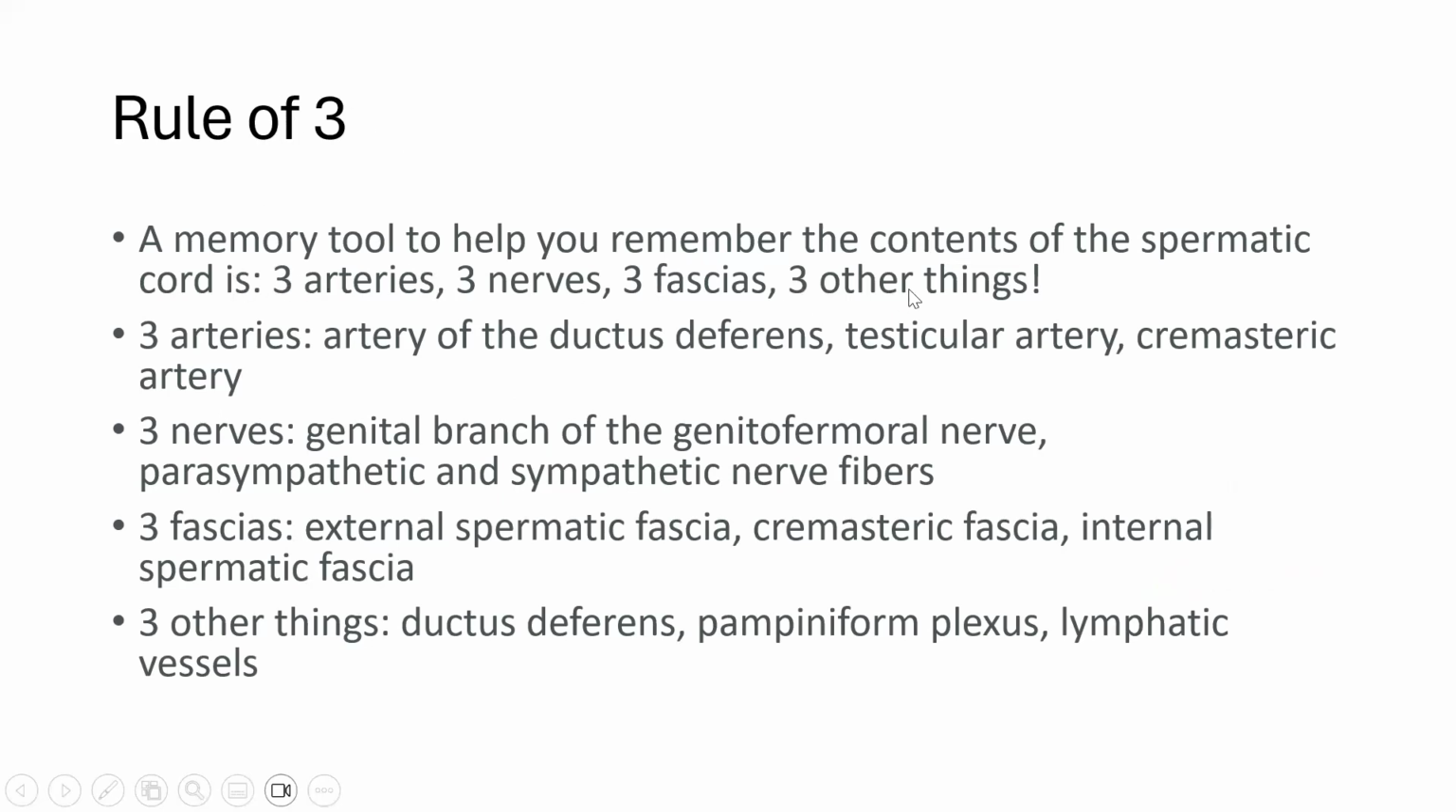The memory tool to remember the contents of the spermatic cord is 3 arteries, 3 nerves, 3 fascias, and 3 other things. The 3 arteries are artery of ductus deferens, testicular artery and cremasteric artery. The 3 nerves are genital branch of genitofemoral nerve, parasympathetic and sympathetic nerve fibers. The 3 fascias are external spermatic fascia, cremasteric fascia, and internal spermatic fascia. And 3 other things are ductus deferens, pampiniform plexus, and lymphatic vessels.